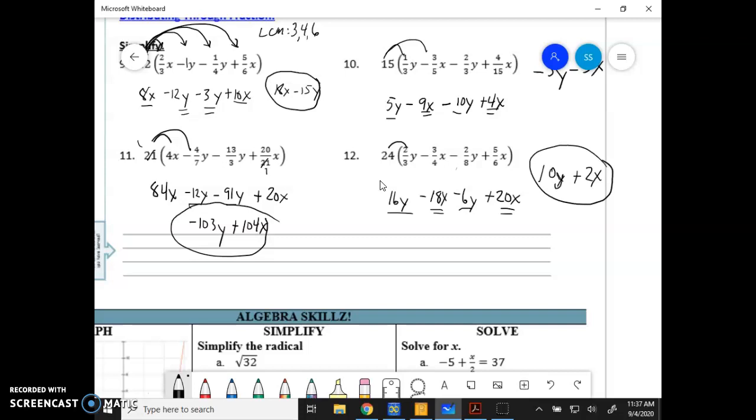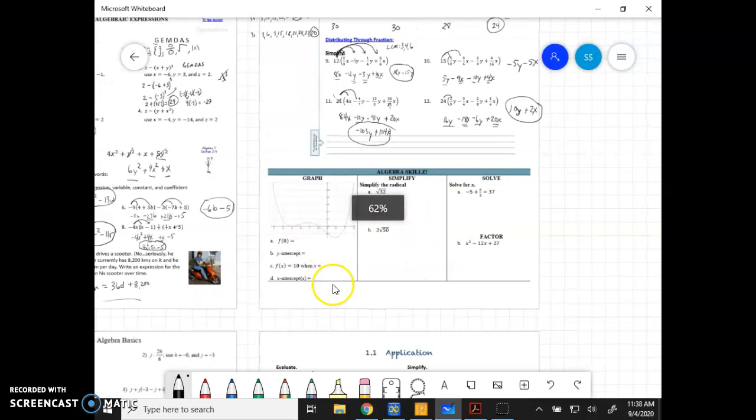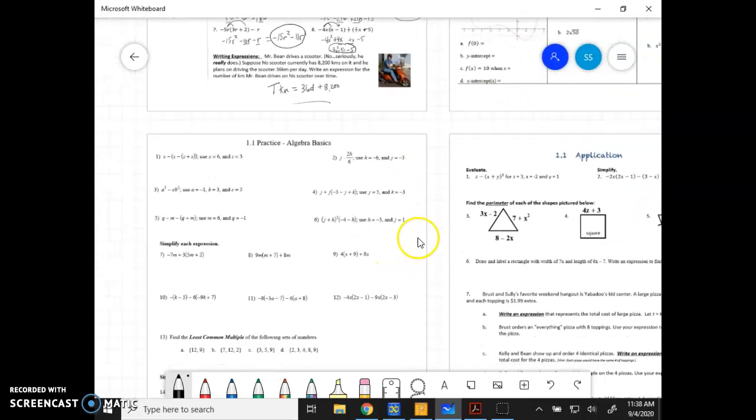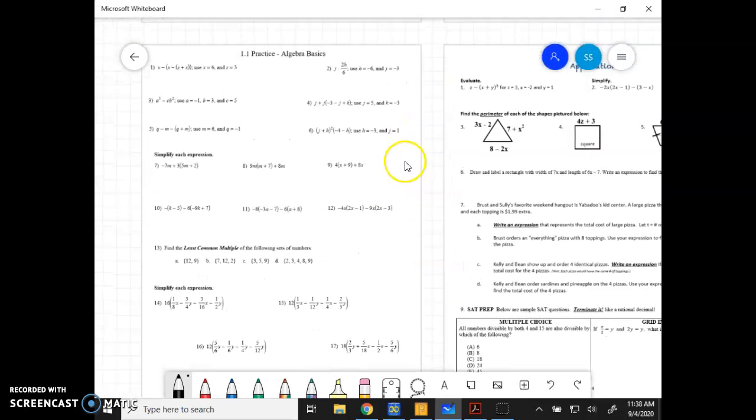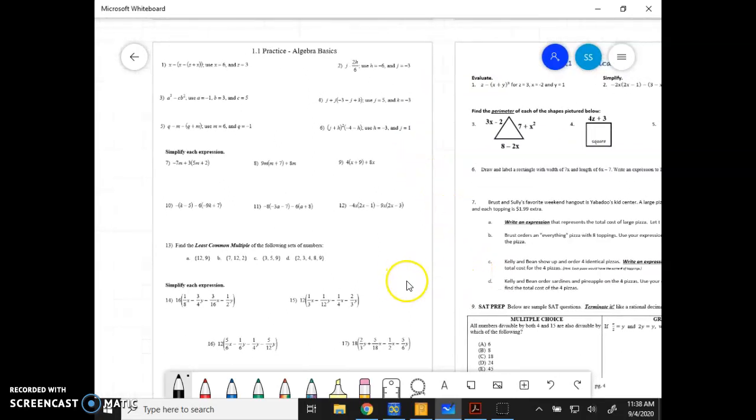Okay, so that's all this is for this lesson. You can go ahead and try these algebra skills review. If they don't come to you too quick, that's okay. What's really important is that you get practice problems 1 through 17 done. All right, so I think I assigned 1 through 12 yesterday, so let's just go ahead and make sure we get 13 through 17 done.